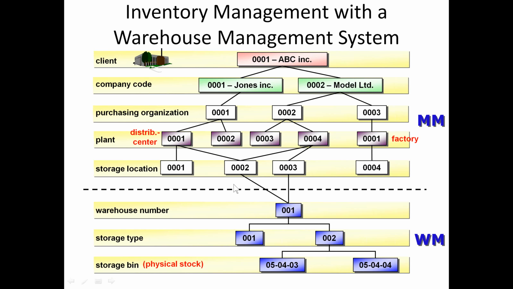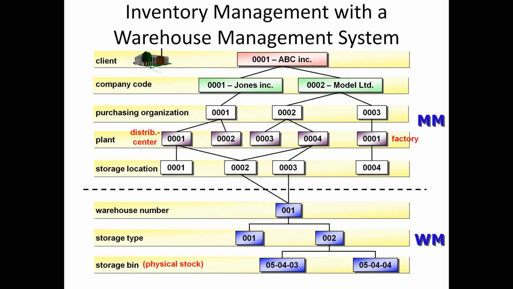And then to answer your question, beyond storage location: for some materials, if you just want to track at the storage location level, then you don't go beyond that to warehouse management. But if you want to stock the material at the warehouse level, that means you want to track the material to the bin level, to the aisle level. Warehouse management basically tells you the exact location of a material, where the material is.